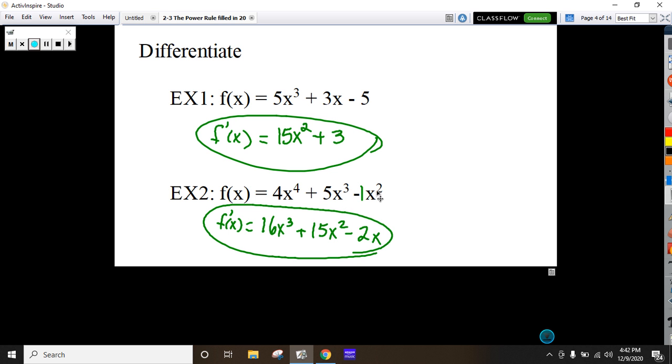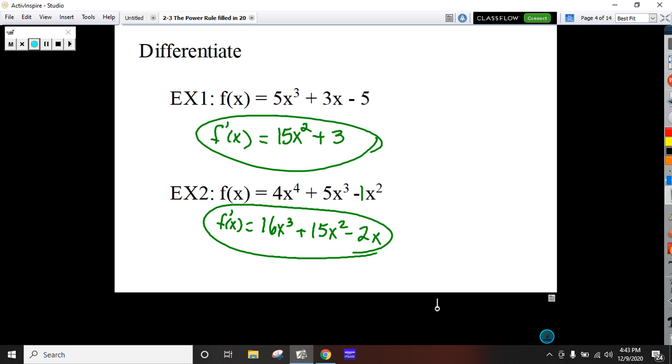Then we take 3 times 5, which is 15, subtract 1 from our exponent, there's our 2. And then take 2 times the number in front, which if there's nothing, there's a 1. So 2 times negative 2, or negative 1 is negative 2, subtract 1 from our exponent. Again, we don't typically write the 1 as an exponent. So there's our derivative.